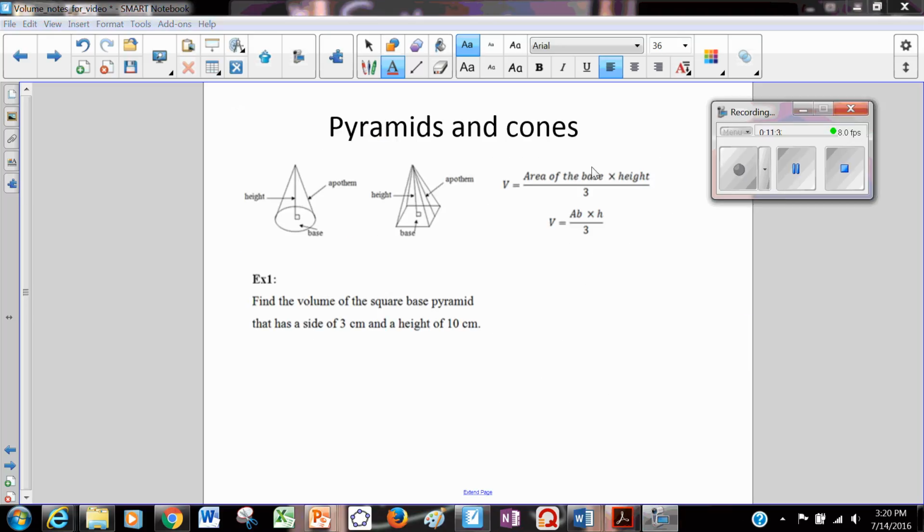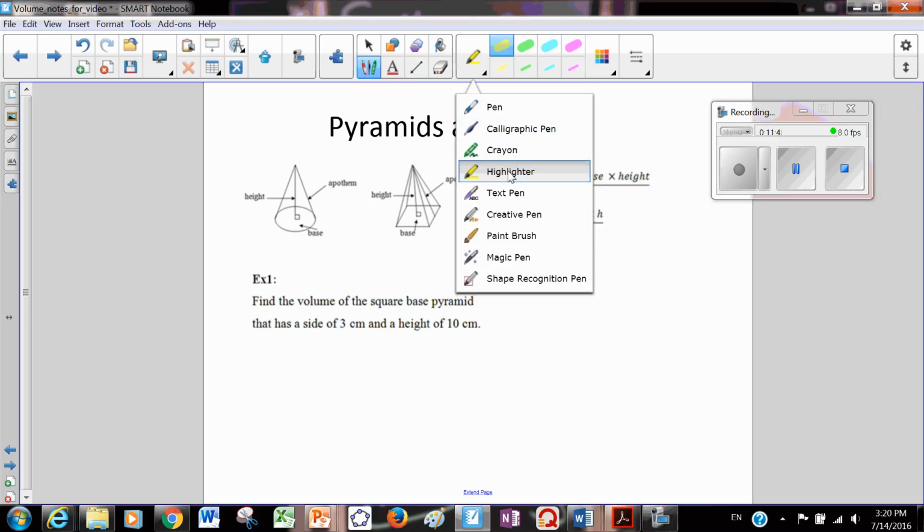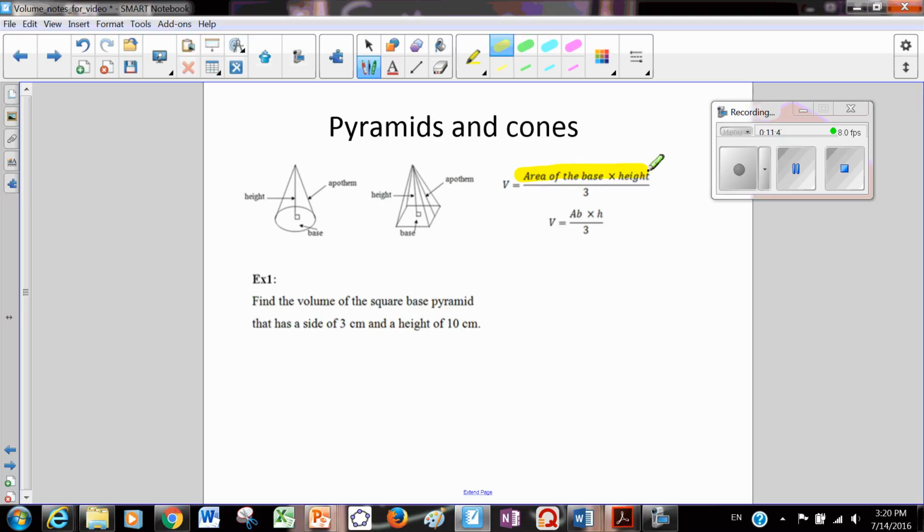Let's continue with pyramids and cones. Now, if you watch the little video, you'll see that there's 3 times a pyramid in a cylinder. So it's going to look like the other formula we had before, which was area of the base times the height, but we're going to have to divide by 3. So whenever you have pyramids and cones, you have to make sure you divide by 3.